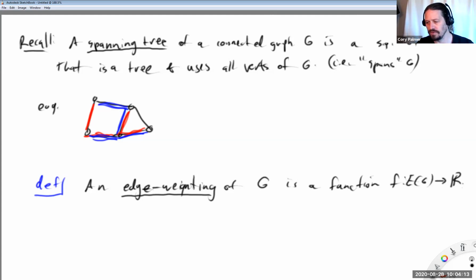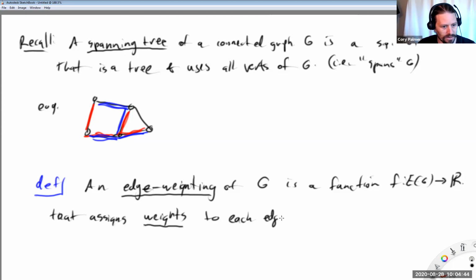You can map them to other things too. You can map them to any set you like, but it's most practical just to map to the real numbers here. And in practice, we won't even use real numbers. Almost virtually always we'll just work with integers here, but it's not going to make any difference. I mean, that's literally the definition of an edge weighting. I'll just say that it assigns weights to each edge of G, okay? But this second line here is literally just saying what the function is.